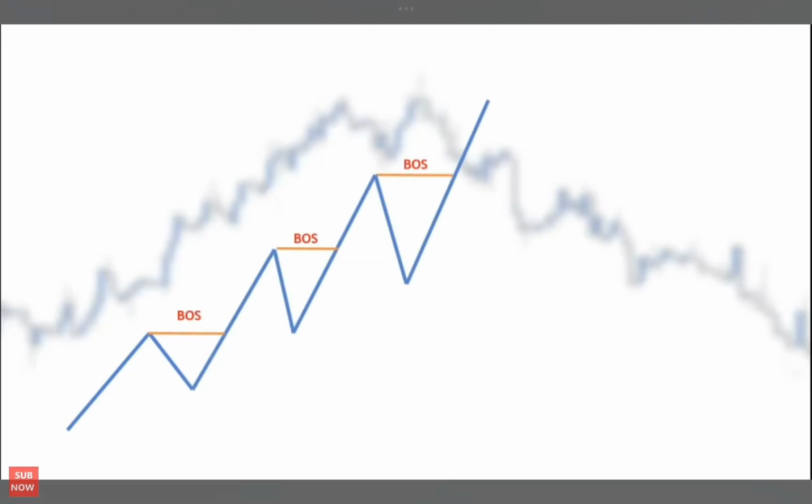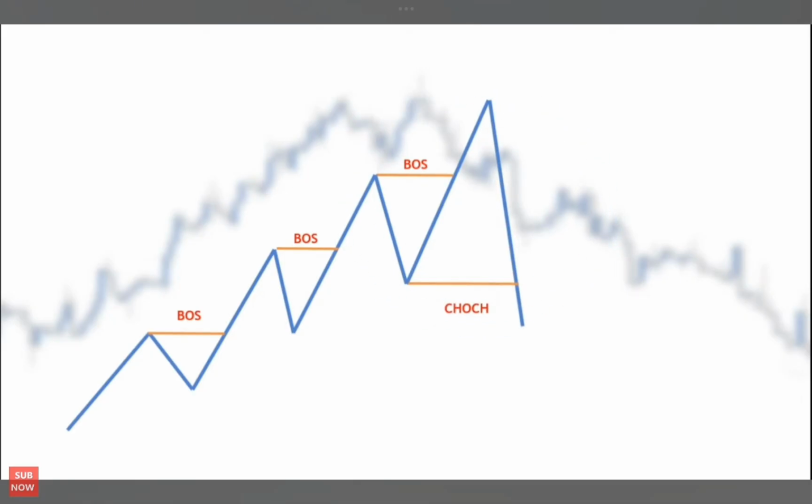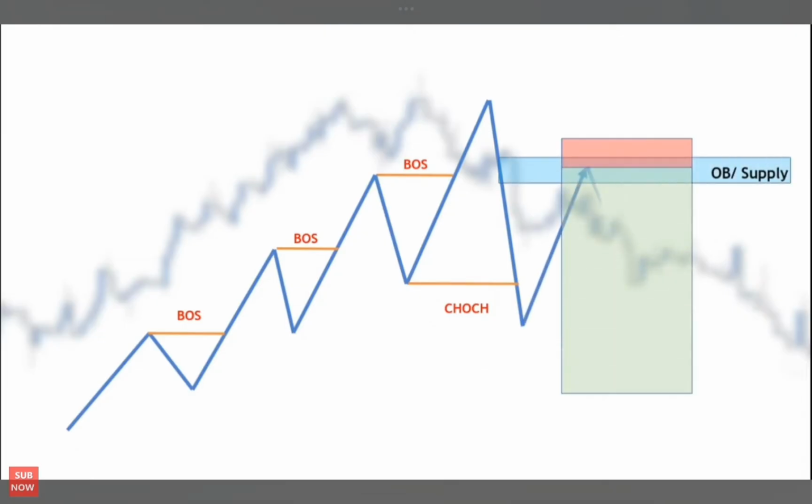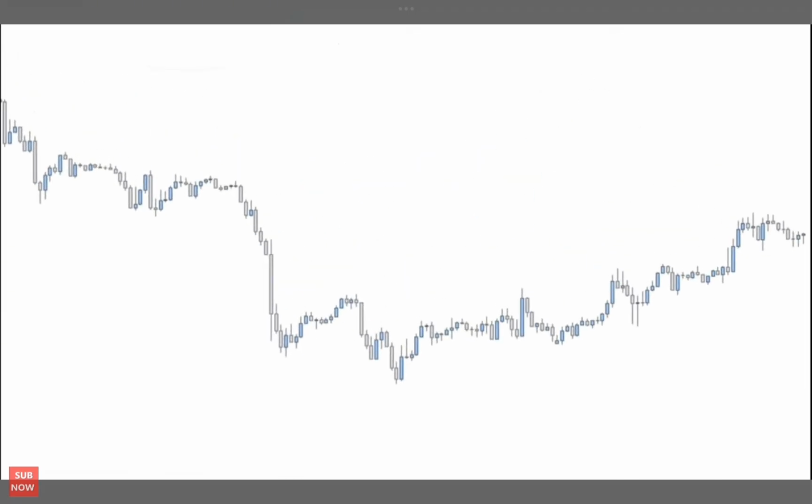So guys, let's continue. As you can see, there's an uptrend in which the price couldn't make a higher high, and breaks its last higher low, and forms a change of character. Let's take a look at the chart and see whether we can spot the CHoCHs in the market or not.